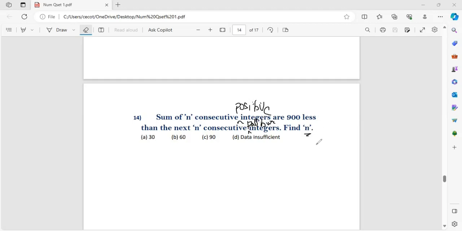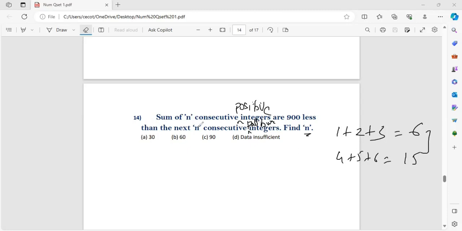So we are asked to find the value of n. Now these kind of questions can be solved using the formula approaches, but the best way will be to go with assuming numbers. Let's go with the first 3 natural numbers. 1 plus 2 plus 3 is 6. The next 3 natural numbers will be 4 plus 5 plus 6, which will give you 15.